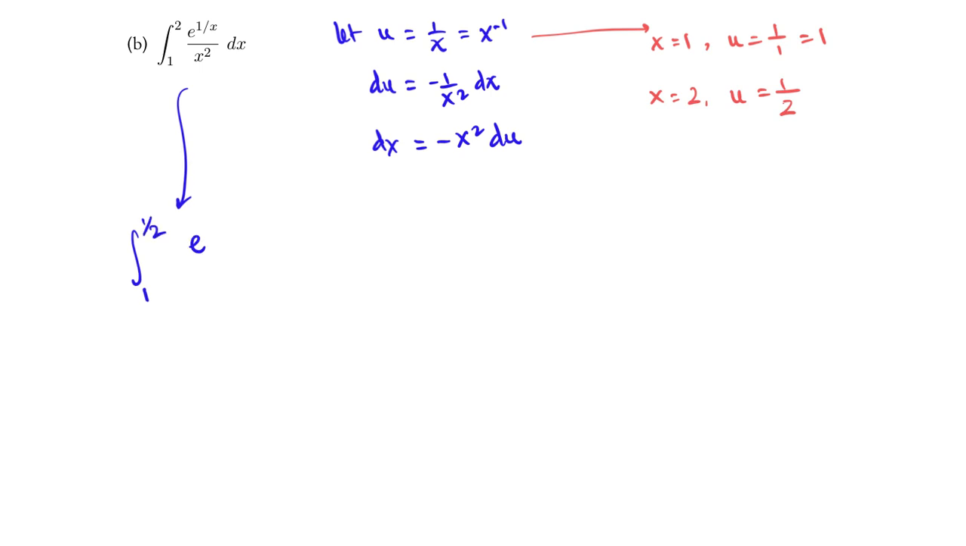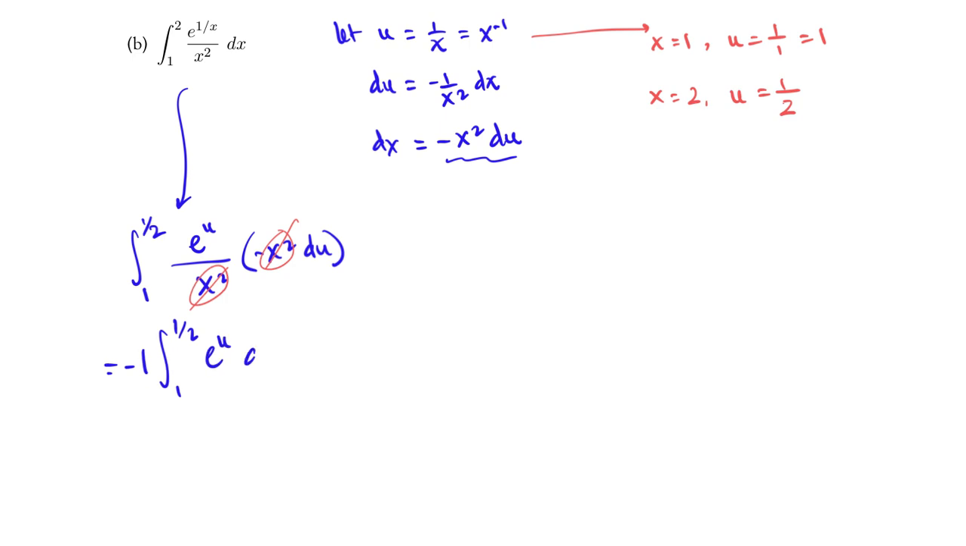e, we replace 1 over x with u, over x squared, and we also replace dx with negative x squared du. There's a factor of x squared on top and bottom, so they cancel out. We end up with a negative 1 as a constant multiple because of the negative sign. The integral from 1 to 1/2 of e to the u du. This is negative. The antiderivative of e to the u is e to the u.